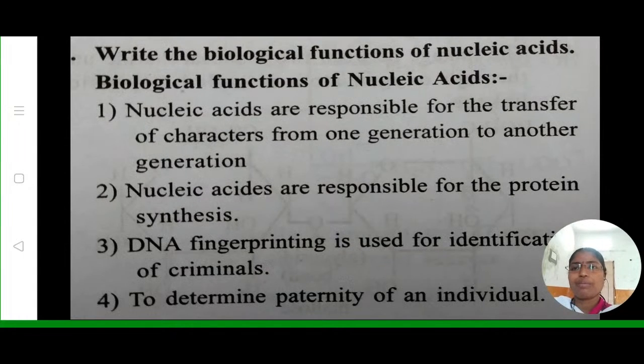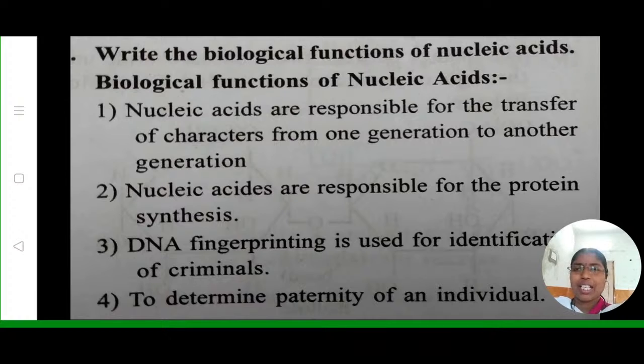Okay, next, write the biological functions of nucleic acid. There are four biological functions of nucleic acid. We write 4. Sometimes they give 2 marks for 2 points, sometimes half mark for each of 4 points, totally 2 marks. First point is, nucleic acids are responsible for the transfer of characters from one generation to another generation.